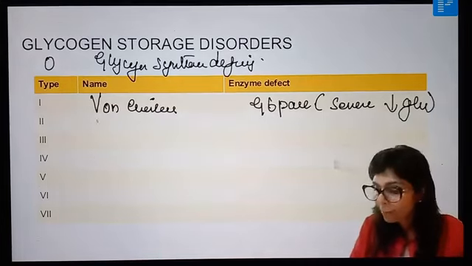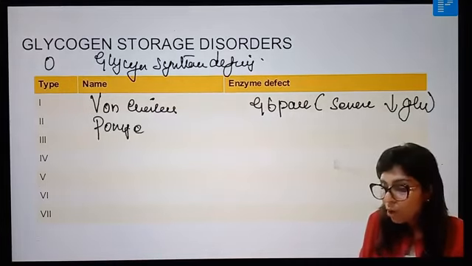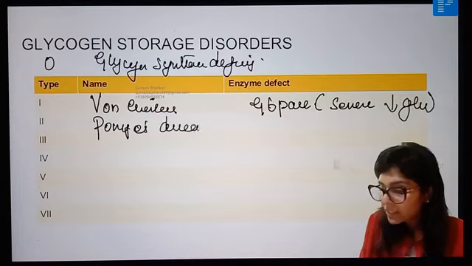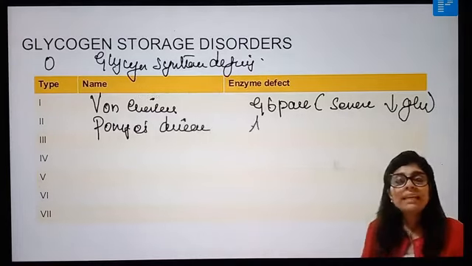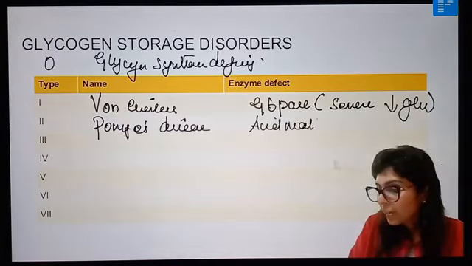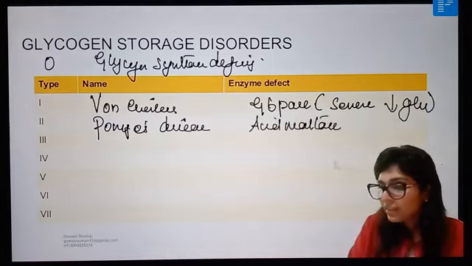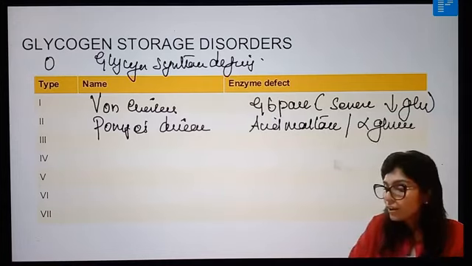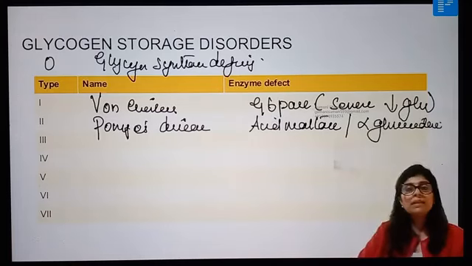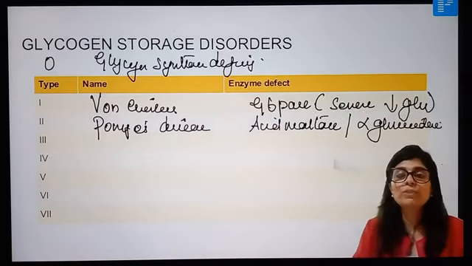Okay. Type 2, Pompe's disease. Type 2 is Pompe's disease, wherein the enzyme that is defective is acid maltase, also called alpha glucosidase. It is the acid maltase or alpha glucosidase defect which causes Pompe's disease.